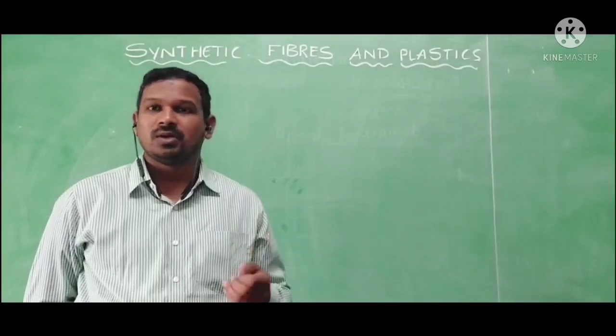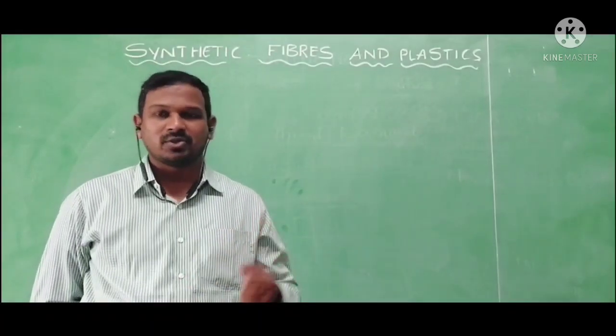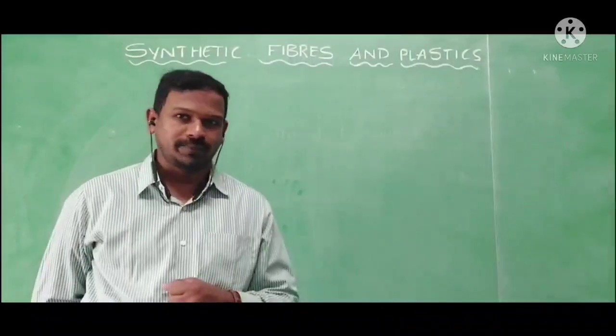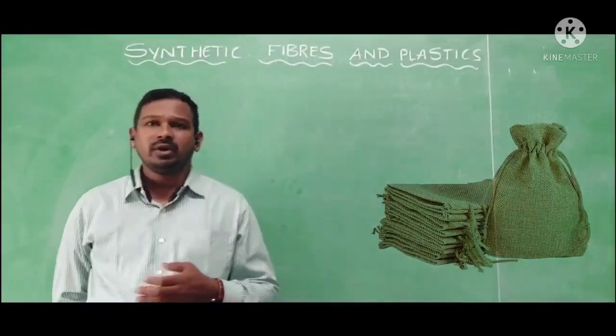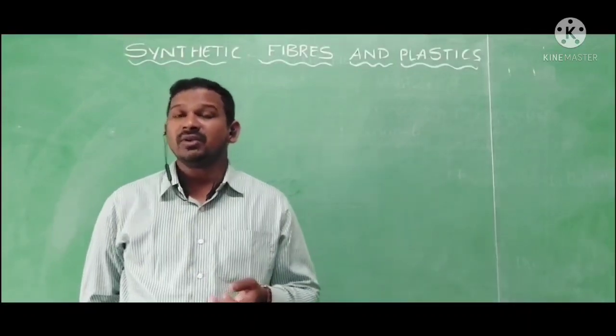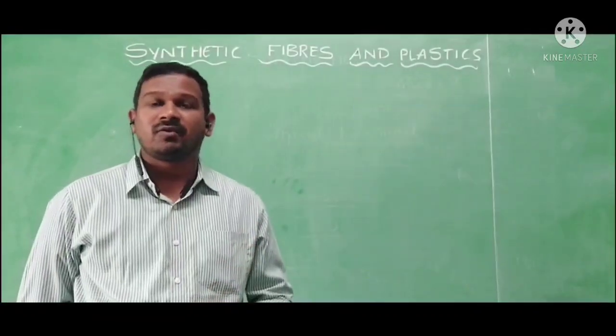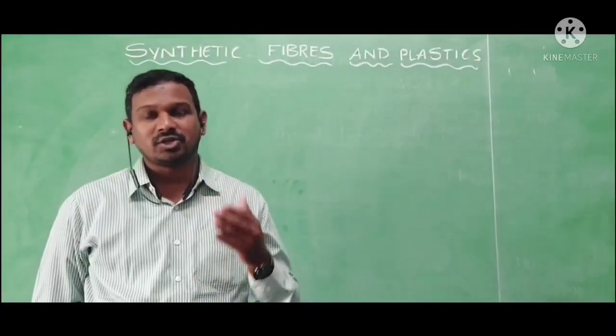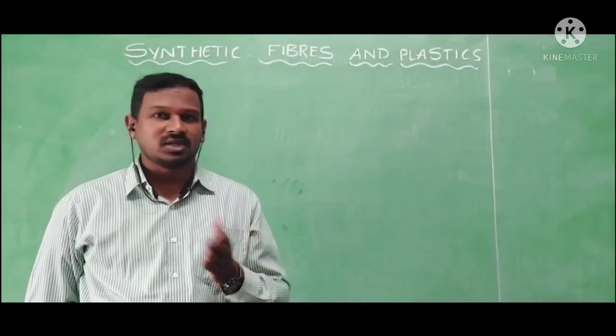Thousands of years ago, people used natural fibers only, like cotton, wool, silk from silkworms, and jute. These are very good fibers. Even if they are good fibers, why are we going for synthetic fibers? If there is a drawback of natural fibers, then only we go for synthetic fibers.